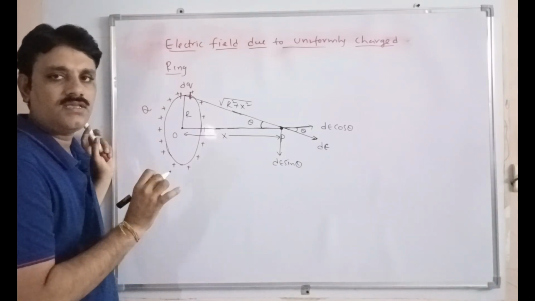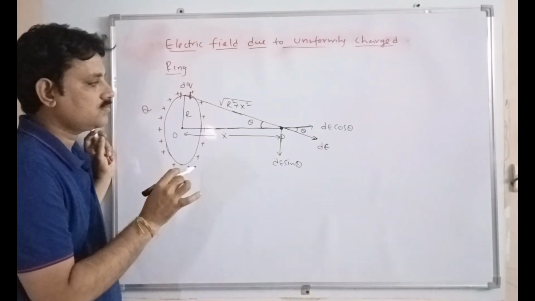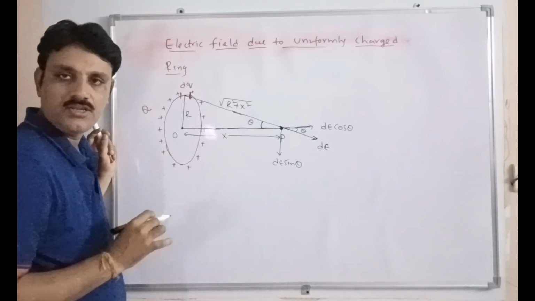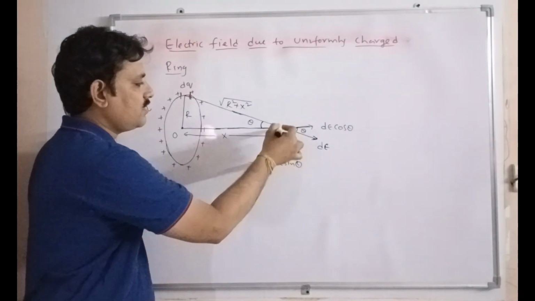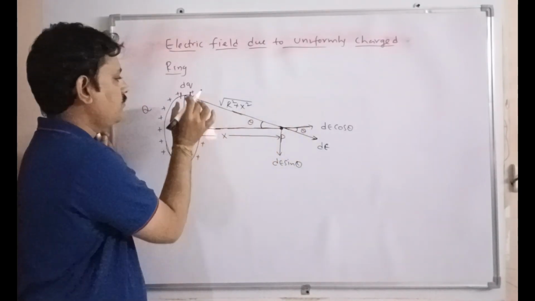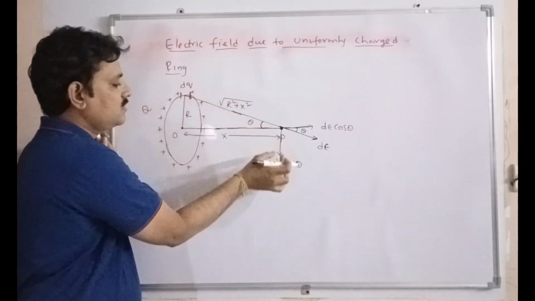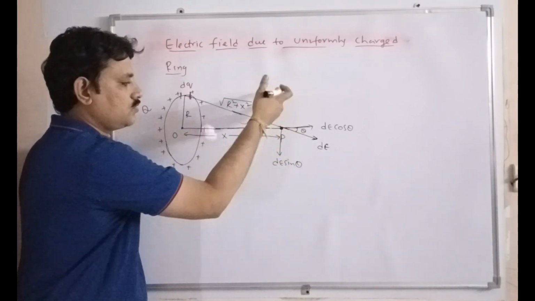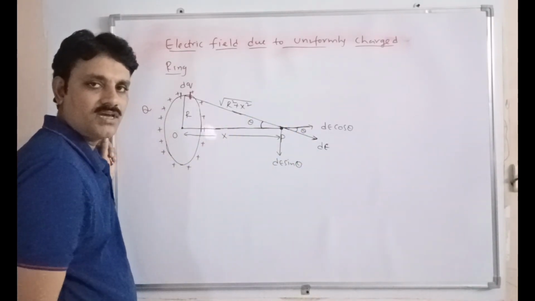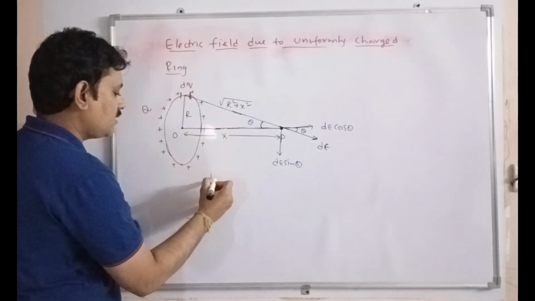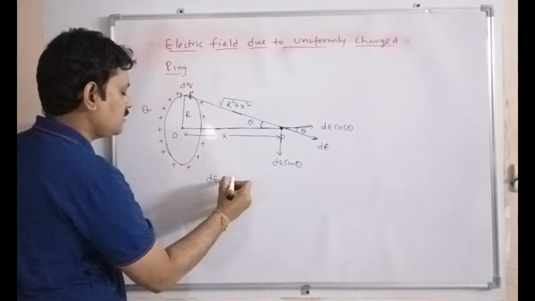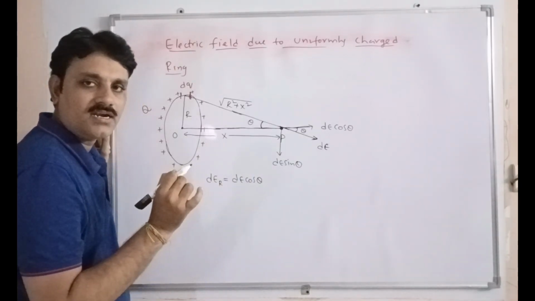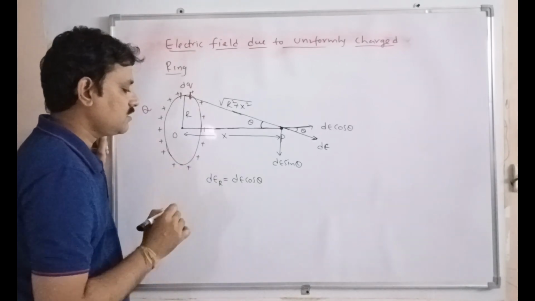So the electric field dE is divided into two components. One is dE cos theta, another is dE sin theta. But due to symmetry, the dE sin theta components are cancelled, because if you take a charged portion here, this is dE sin theta, and if you take the opposite portion, the dE sin theta is in the upward direction. So these two components are cancelled. Finally, the resultant electric field dE_R is equal to dE cos theta.